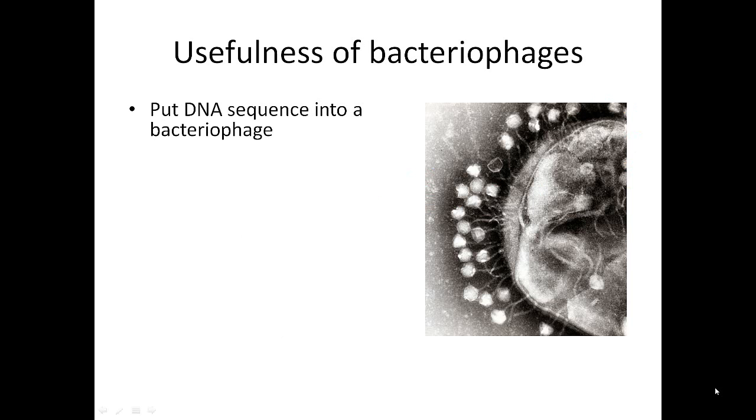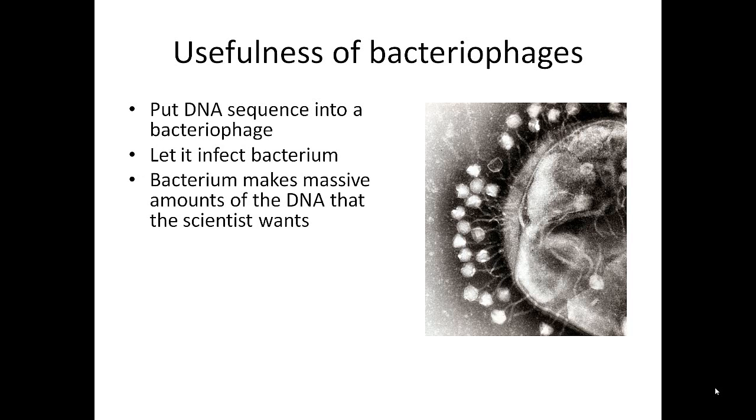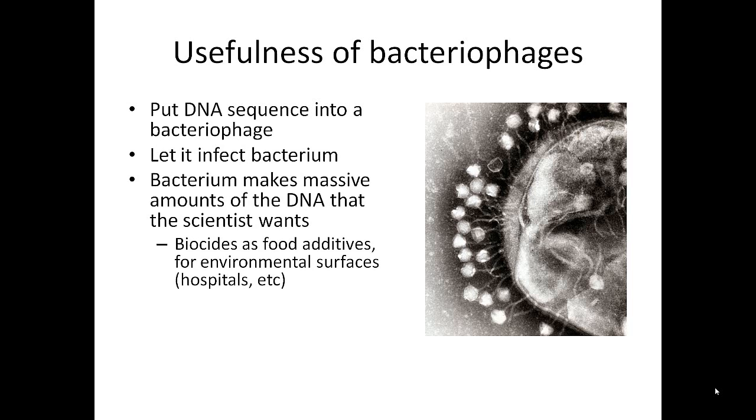What we can do is we can take a DNA sequence that we want copied, we want a lot of it, and we want it fast, and we can put it into a bacteriophage. So that's what you're seeing in the picture on the right. There's a whole bunch of bacteriophages on one bacterial cell. The bacteriophage can then infect the bacterium. The bacterium makes tons and tons of the DNA that the scientist wants, and different ways that we're using this today would be for biocides. Think insecticide kills insects. A biocide kills bacteria.